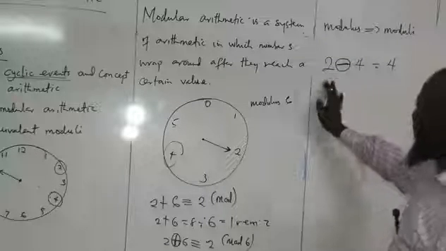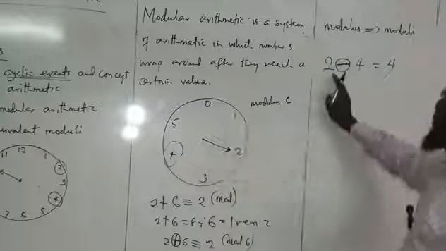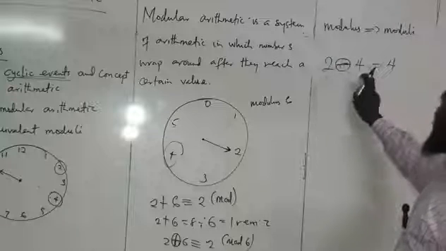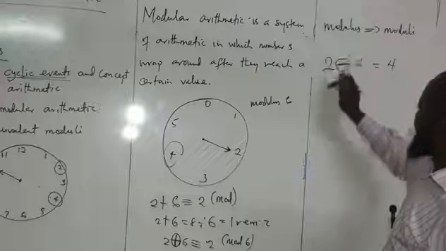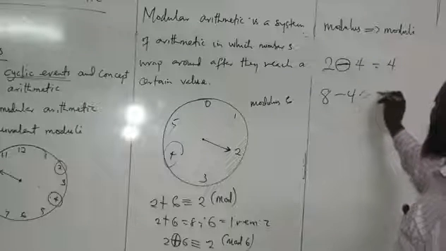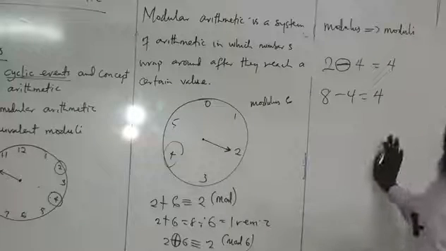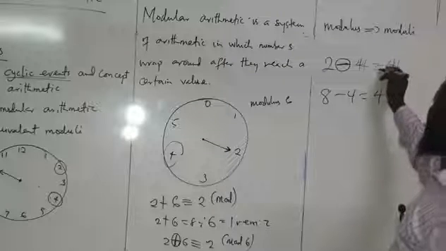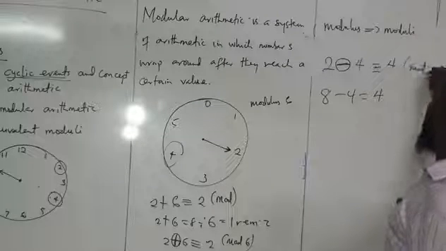So if you look at it, because it's in mode 6, from 2 we cannot subtract 4. Because in mode 6, add 6 to this, that gives us 8. 8 minus 4 gives us 4. Is that clear? So that's why we have this one to be what? In mode what? In mode 6.